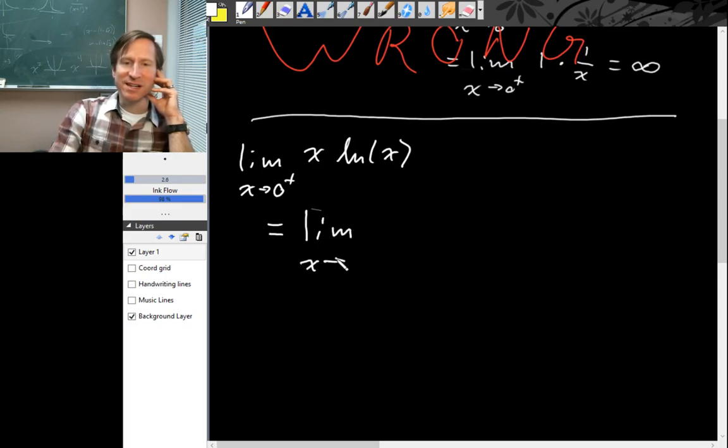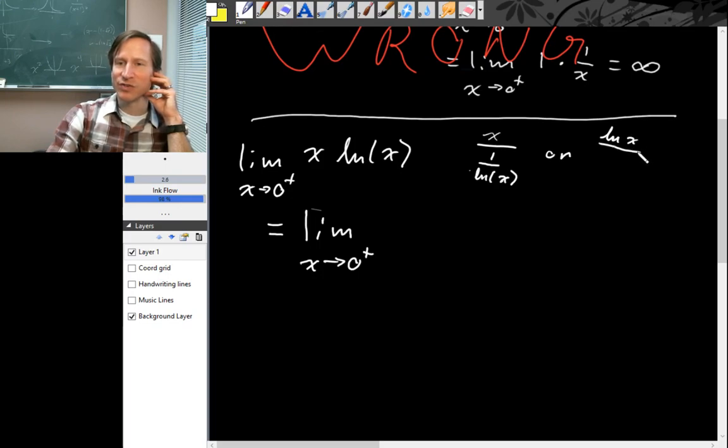we're going to get the limit as x goes to 0 from the right. Our options are take this x and shuffle it into the denominator, or take this natural log and shuffle it into the denominator. We're going to either get x over 1 over natural log x, or our other option is natural log x over 1 over x.